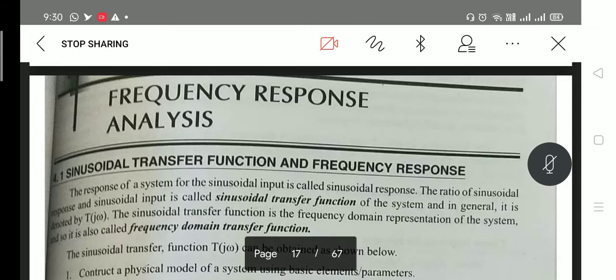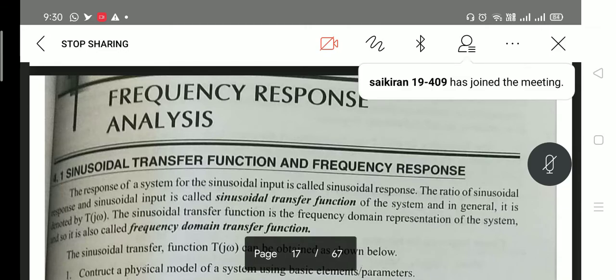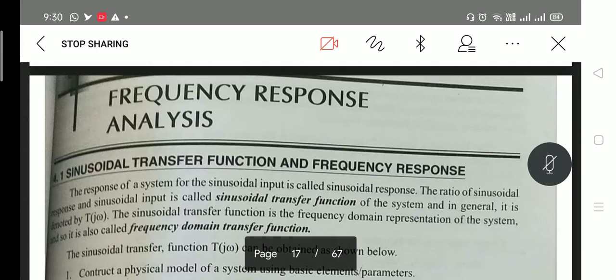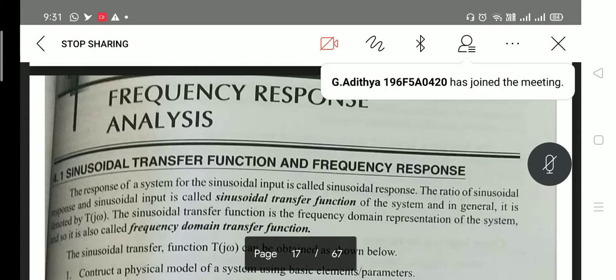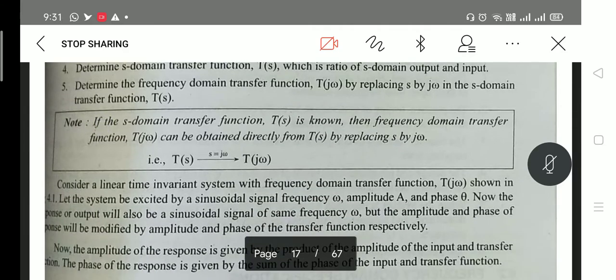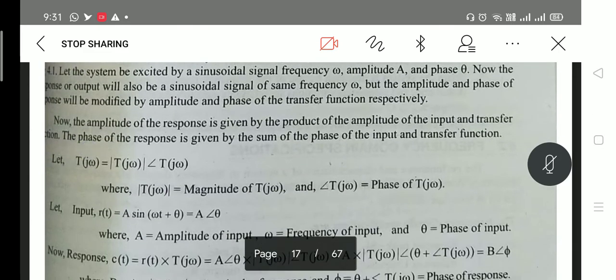Okay, in the time response, maximum peak overshoot is there; in frequency response, here resonant frequency. Like the difference between the time and frequency response analysis, we can see all the parameters in the frequency response analysis. Like this is the time function T of s, but in a frequency response it will be T of j omega. Okay, s domain will be in the form of j omega.